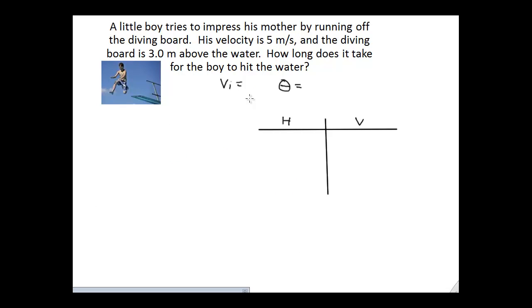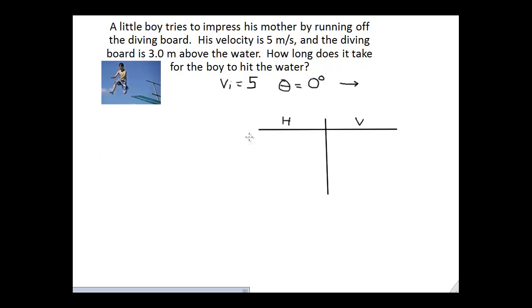The little boy tries to impress his mother by running off the diving board. His velocity is 5 meters per second, and the diving board is 3 meters above the water. How long does it take for the boy to hit the water? Well, this is a classic example of a projectile problem. It's often referred to as a horizontal projectile problem because the boy is strictly running horizontally when he becomes a projectile. You notice I've already started by having some of my basic stuff over here. Just from reading the problem, I realize that his initial velocity is 5, and his initial angle is 0 degrees, since when he leaves the diving board, that's his direction.